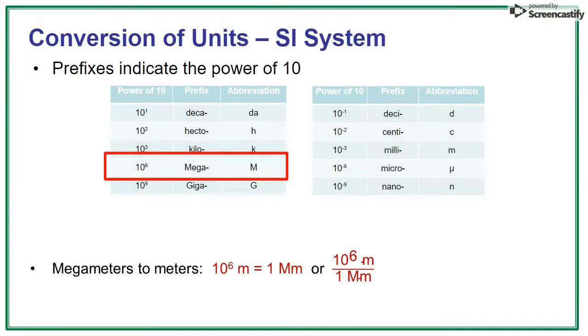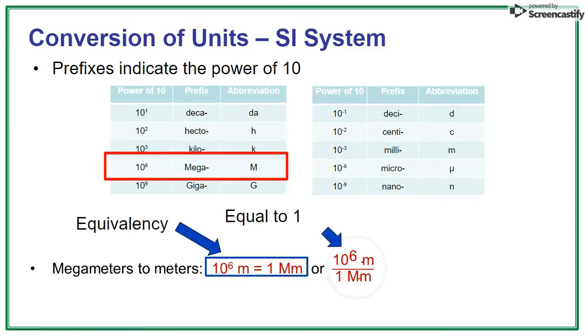So our conversion factor in this case would be 10 to the 6th, or 1 million meters, over 1 megameter. Again, because 10 to the 6th meters is equivalent to 1 megameter, the conversion factor is equal to 1, and does not change the value of the quantity once converted.